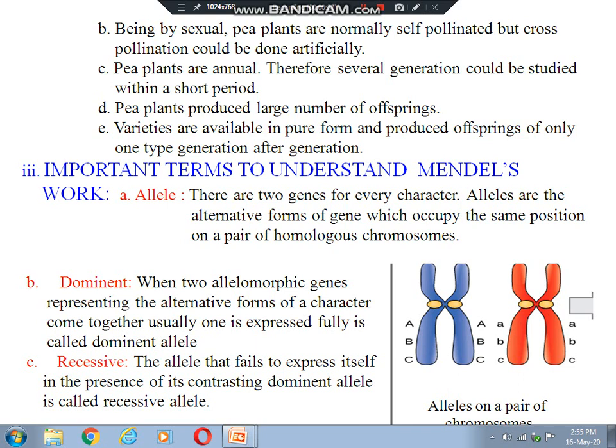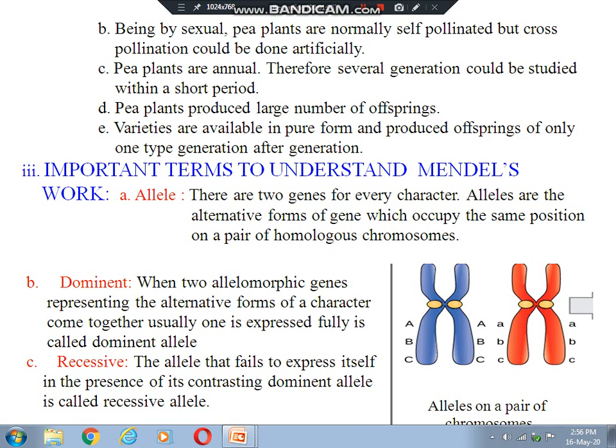You know which plants are called annual plants. Their lifetime is very short. Therefore, several generations could be studied within a short period of time. D number, pea plants produce a large number of offsprings. E number, varieties are available in pure form and produce offsprings of only one type, generation after generation. That means pure plants, when both the alleles are same.